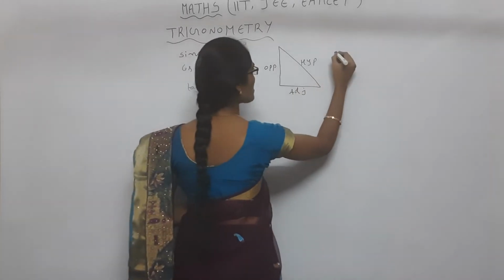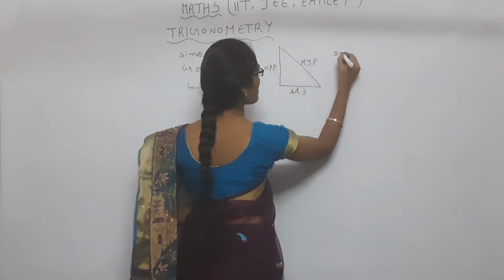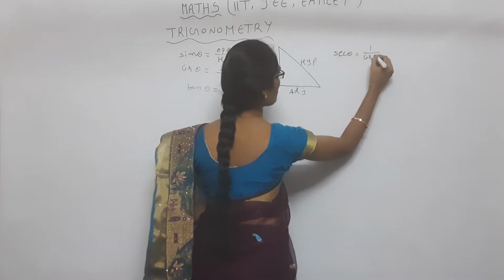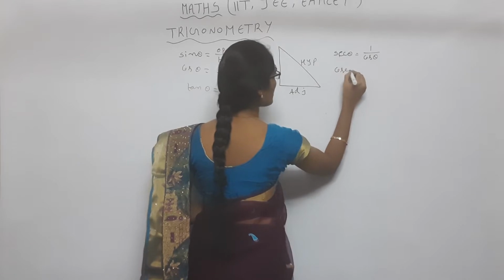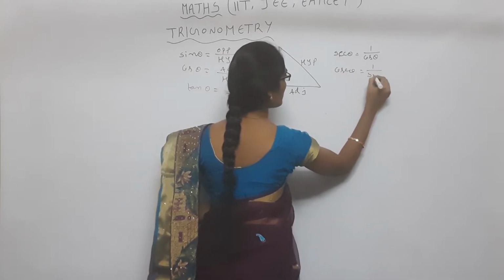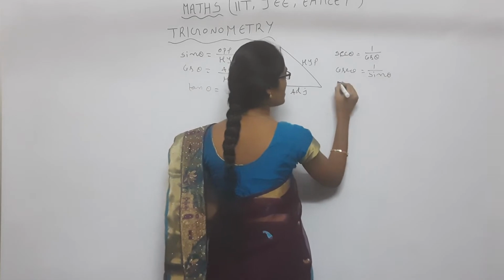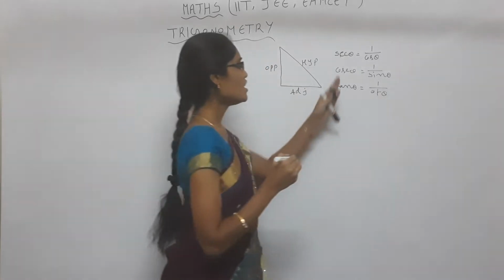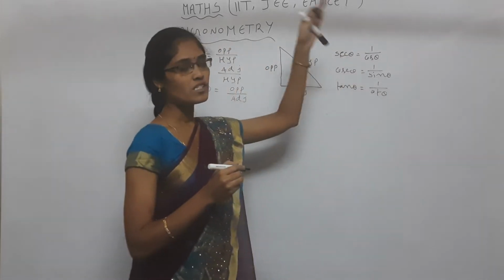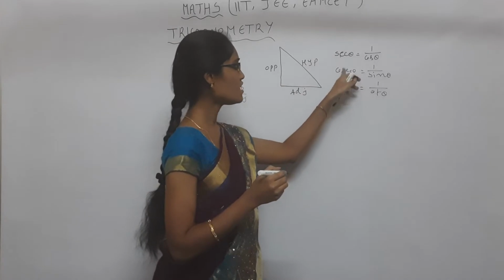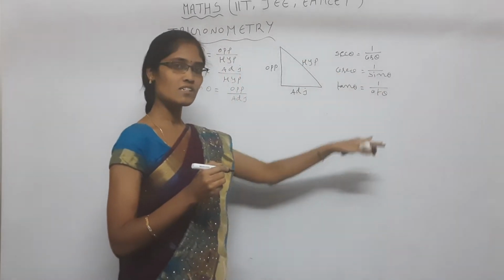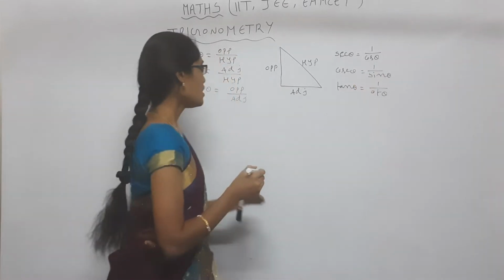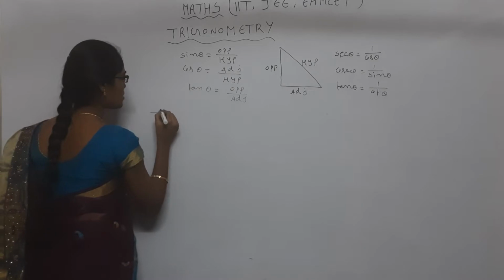So secant theta can be written as 1 by cos theta. Cosecant theta can be written as 1 by sin theta. Tan theta can be written as 1 by cot theta. So secant theta is the reciprocal of cos, cos is the reciprocal of secant, cosecant theta is the reciprocal of sin, and sin theta is the reciprocal of cosecant. Tan theta is also 1 by cot theta.